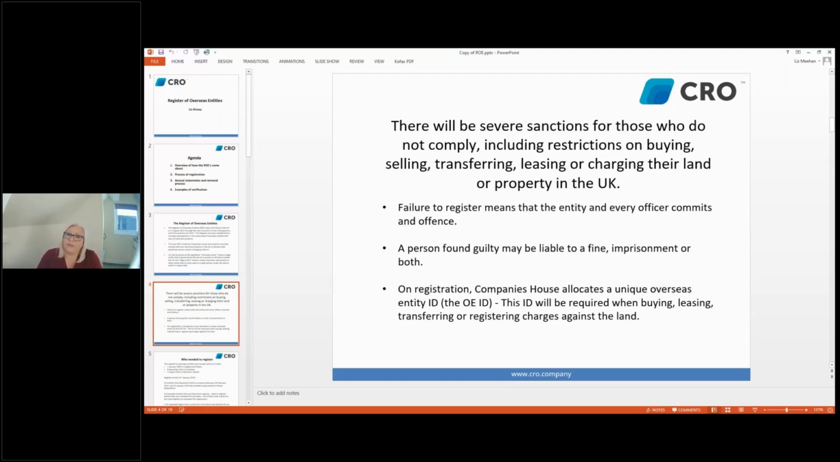So if they didn't have that number, then they wouldn't be able to buy or sell any land. Also, if they didn't register for any of the offices of the company, there were quite high fines. They were talking of thousands of pounds if they didn't complete the registration, and potentially imprisonment as well, or both, if it was a severe situation.